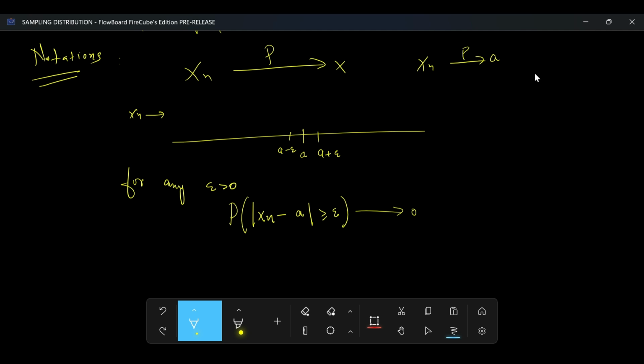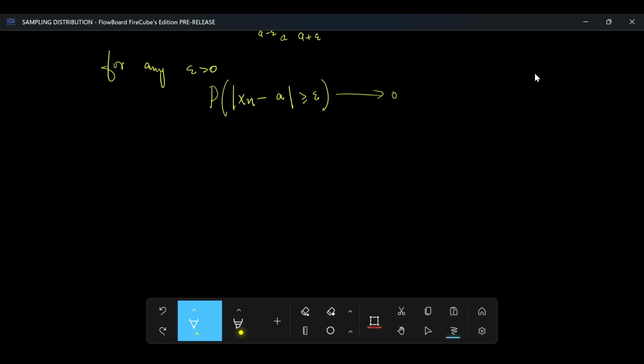See here, for any epsilon greater than 0, probability of |Xn - a| greater than or equal to epsilon will converge to 0, or equivalently, probability of |Xn - a| less than or equal to epsilon will converge to 1. Here is a, and a plus epsilon and a minus epsilon are the neighborhoods of a, so all the points will converge from left hand side to right hand side to a in probability, right?